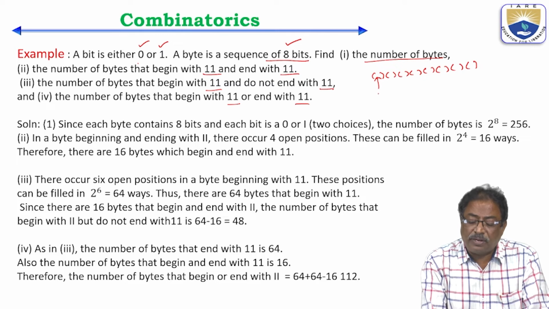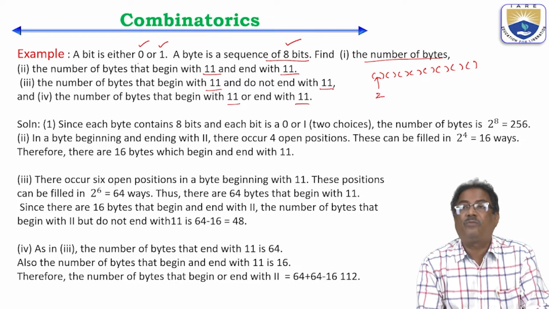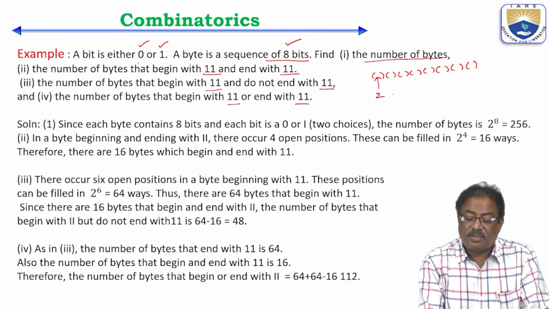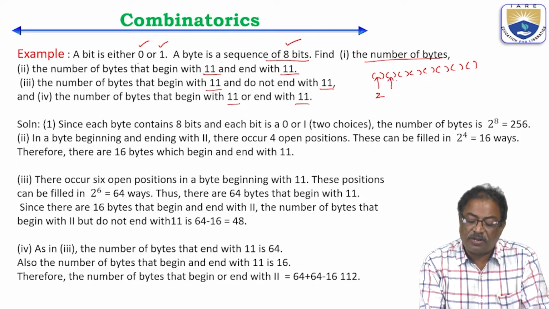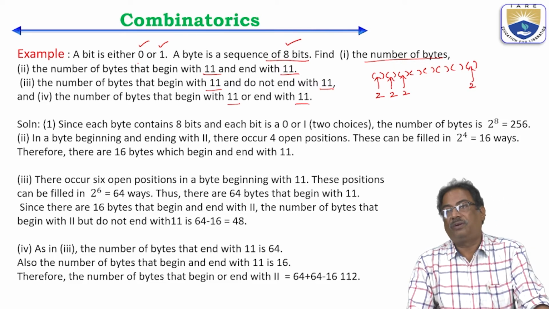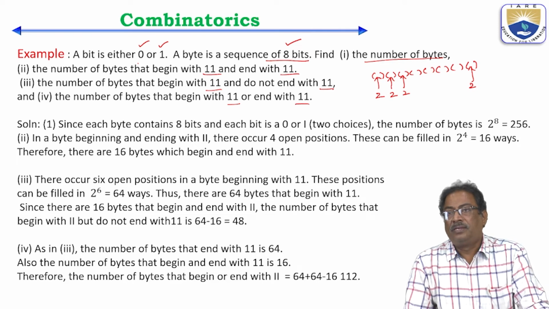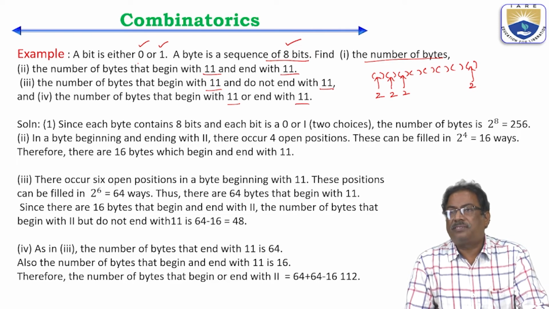So each bit can be filled in 2 different ways. And this is also going to be filled in 2 different ways. Subsequently, this is also filled in 2 different ways. Each time we are going to get 1 byte.